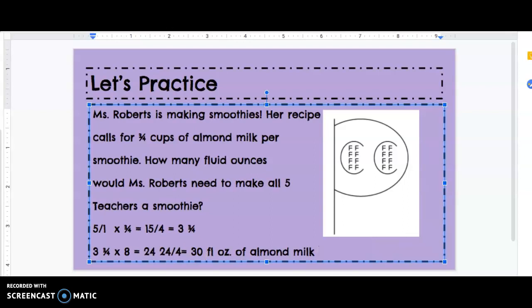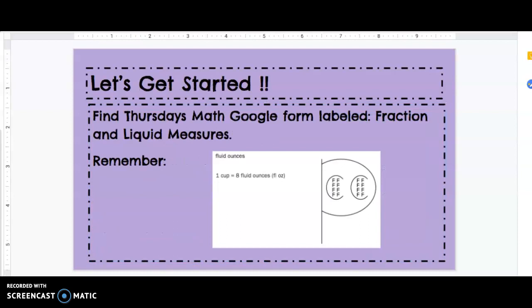Okay, so mathematicians, today you're going to get started on Thursday's Math Google form labeled Fractions and Liquid Measures. I want you to remember, 1 cup is equal to 8 fluid ounces. That's going to help you when you are solving your problems. All right, get started.